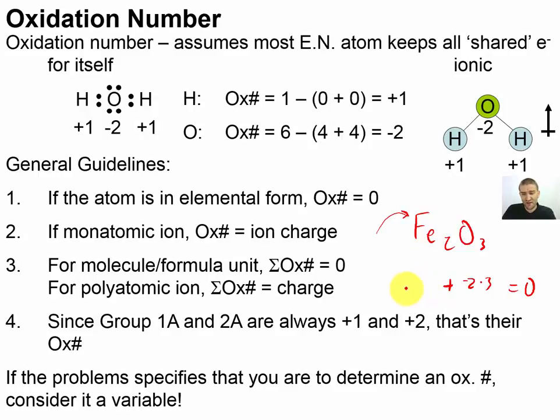So if the overall effect of iron has to be +6, that means that each of these 2 iron atoms has to be a +3, and I have 2 of them. So that's how we could determine the oxidation number the long way around using these rules.